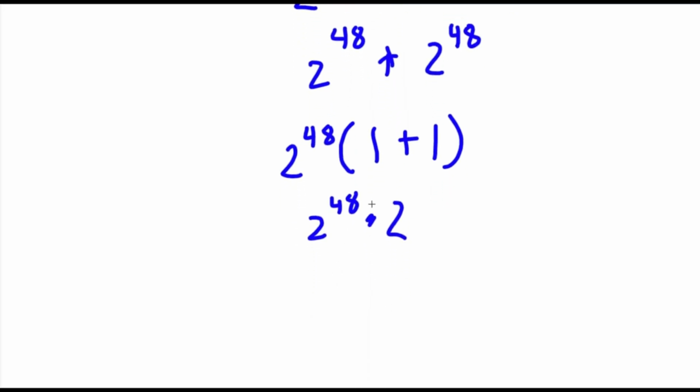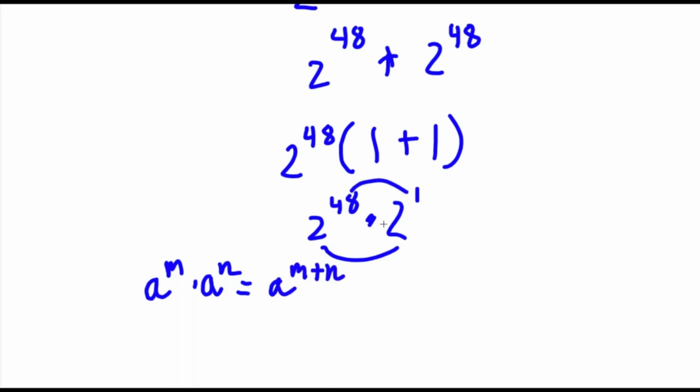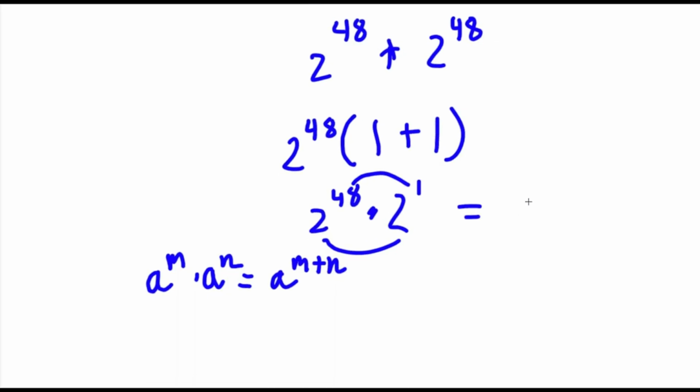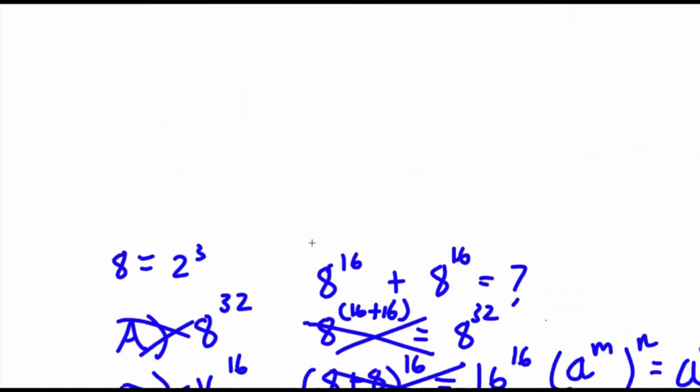Now, 2 here is the same thing as 2 to the power of 1. And as you can see, these two have the same bases. When I'm multiplying two exponents with the same bases, let's say a to the power of m times a to the power of n, this is equal to a to the power of m plus n. So these two will add to each other, meaning this will be equal to 2 to the power of 48 plus 1, which is equal to 2 to the power of 49. So 2 to the power of 49 is our answer.